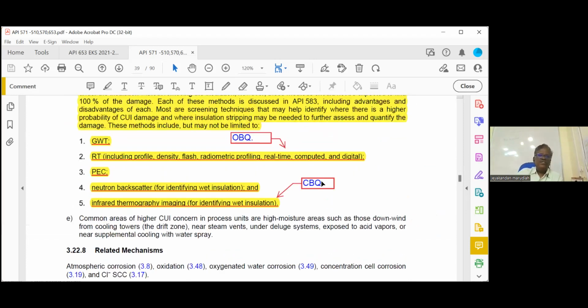Now, how many of you know what is guided wave testing or LRUT? Wave testing, GWT. It's not PAUT. So what is LRUT?